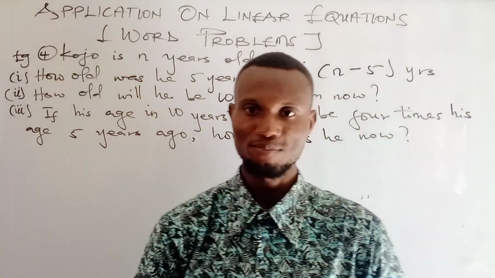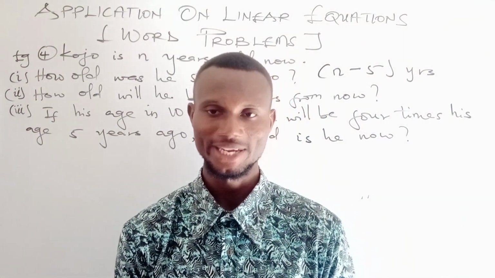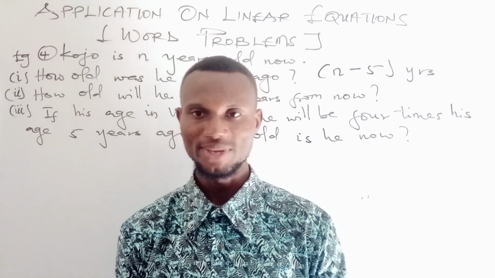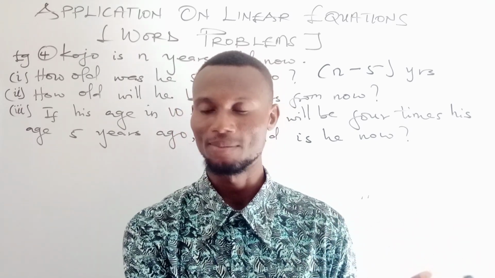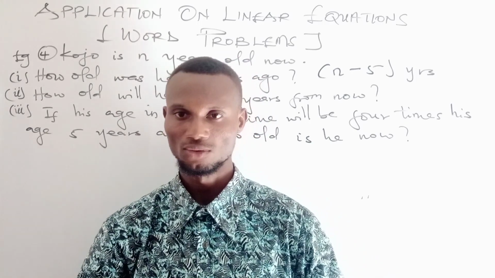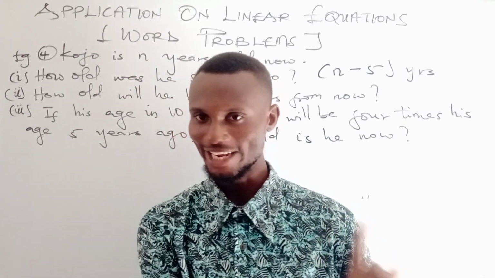Assuming me again, I say that I am 10 years old now. Let's say I'm 10 years old now, and I ask how old will I be in 10 years to come? You can easily know my age in 10 years to come. How will you get that? You add 10 years to my present age, and that will give you 20 years. So you can know my age 10 years to come.